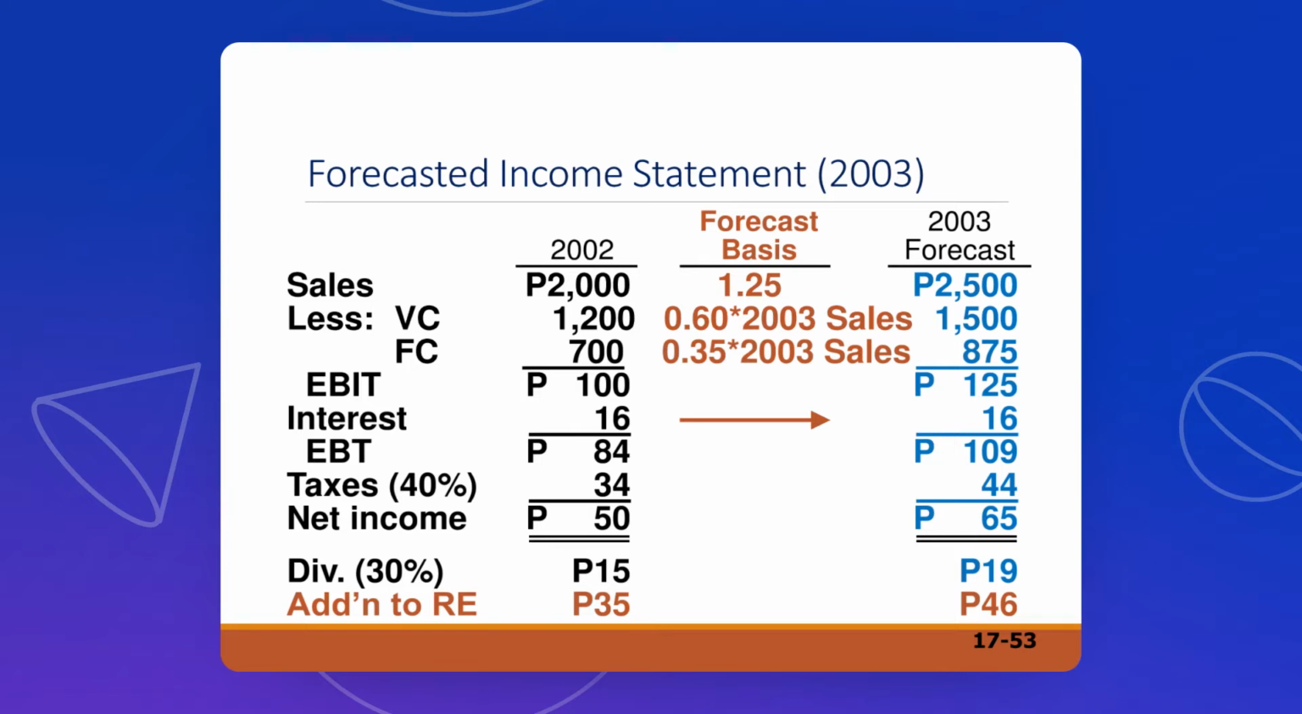You have earnings before tax. You have 84 and you have 109. Yes. Taxes, of course, 109 times 40%, you have 44. And your net income here for the 2003 forecast is worth 65. Okay, sabi kanina, payout is 30%. So meaning to say 65 times 30%, your dividend is worth 19. Okay, and the 70% is your RR or retained, so you have here 46. Okay, very good. That's your first step in terms of your forecasted income statement.